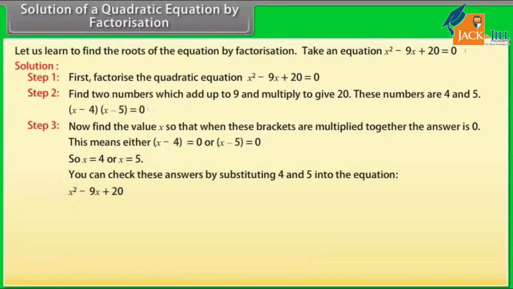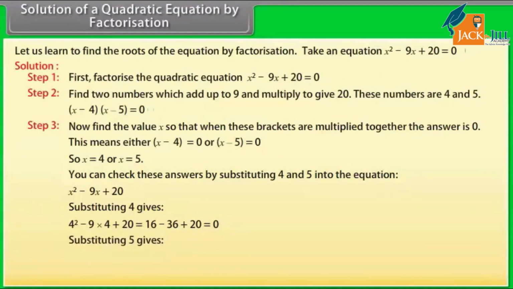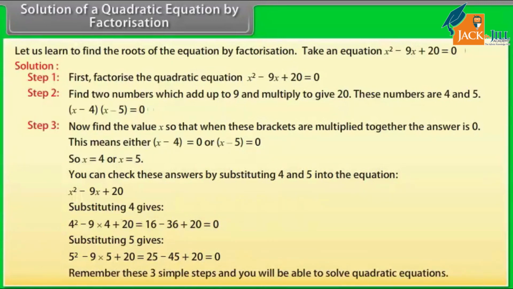x square minus 9x plus 20. Substituting 4 gives 4 square minus 9 into 4 plus 20, which is equal to 16 minus 36 plus 20, equals 0. Substituting 5 gives 5 square minus 9 into 5 plus 20, which is equal to 25 minus 45 plus 20, equals 0. Remember these three simple steps and you will be able to solve quadratic equations.